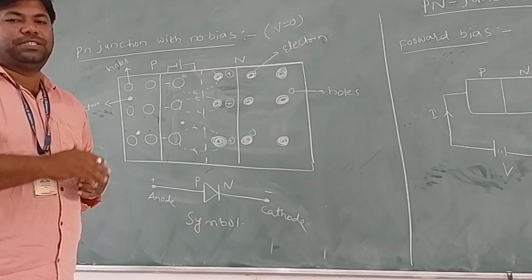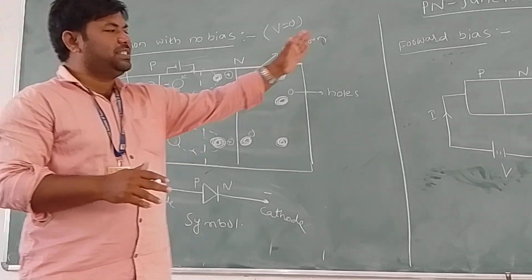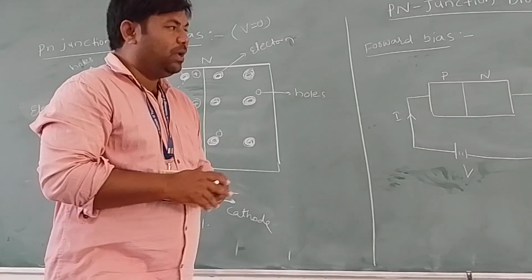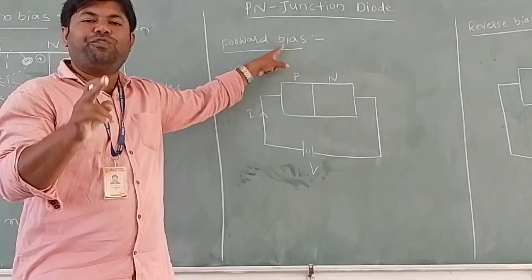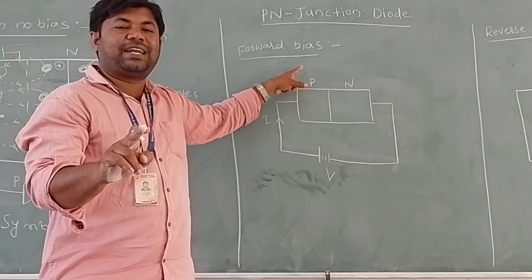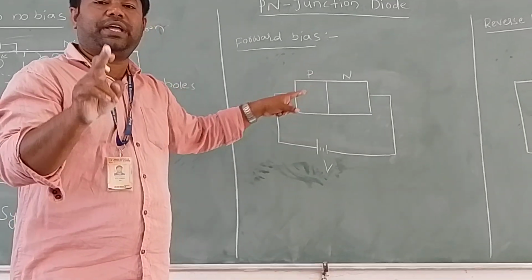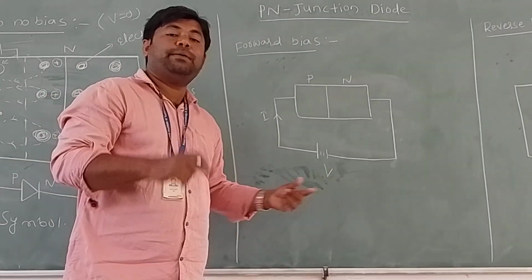Coming to the PN junction with forward bias condition: forward biasing means we are applying an external voltage, that is, we apply a battery.